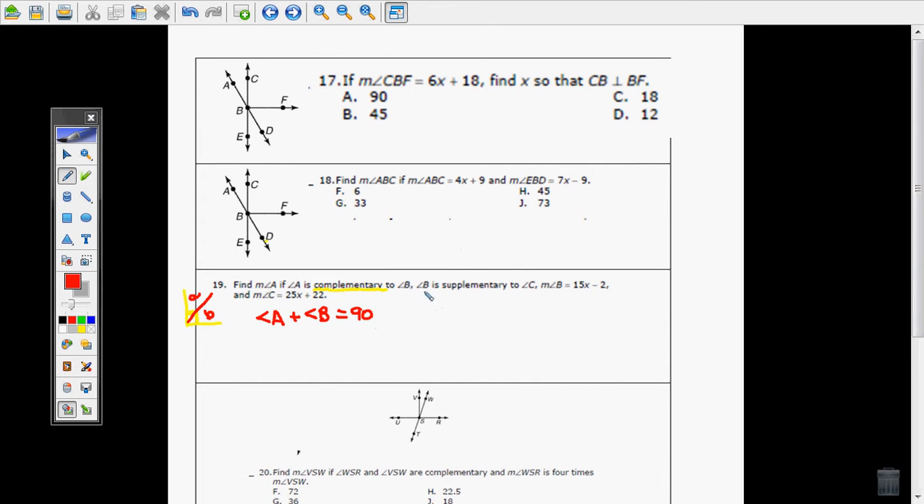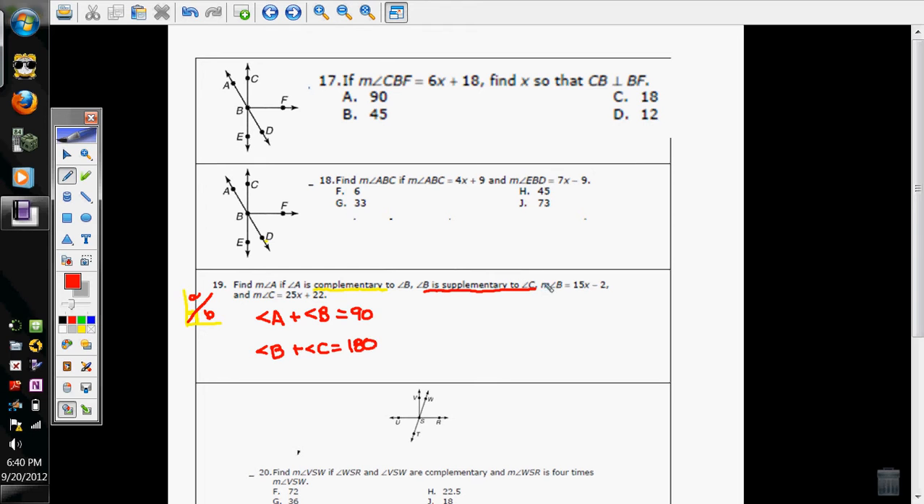They said that angle B is supplementary to angle C. So I'm just going to write that. Angle B is supplementary to angle C. So hopefully you remember that supplementary adds to 180. Supplementary angles add up to 180. And so now let's keep reading. They tell us more information.